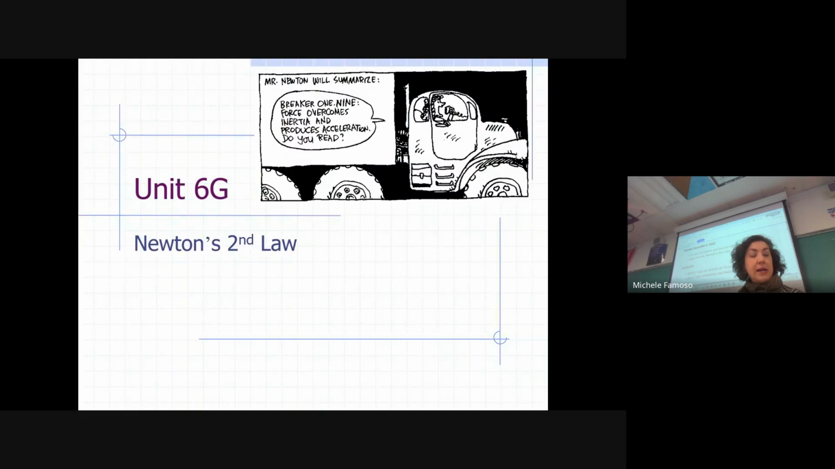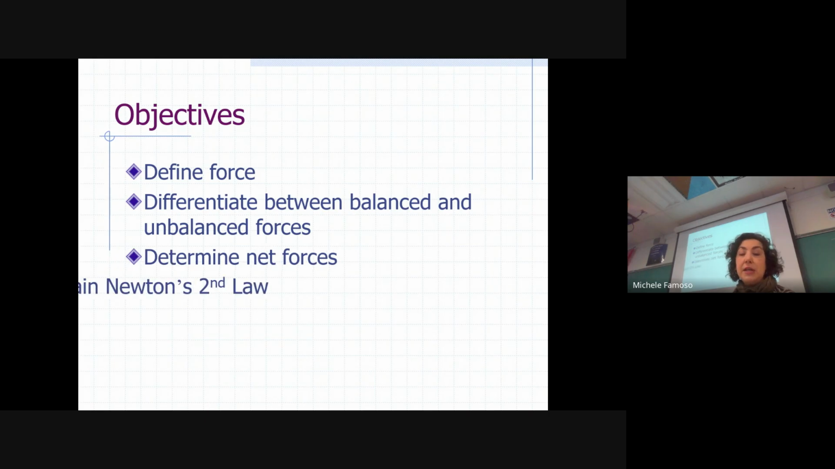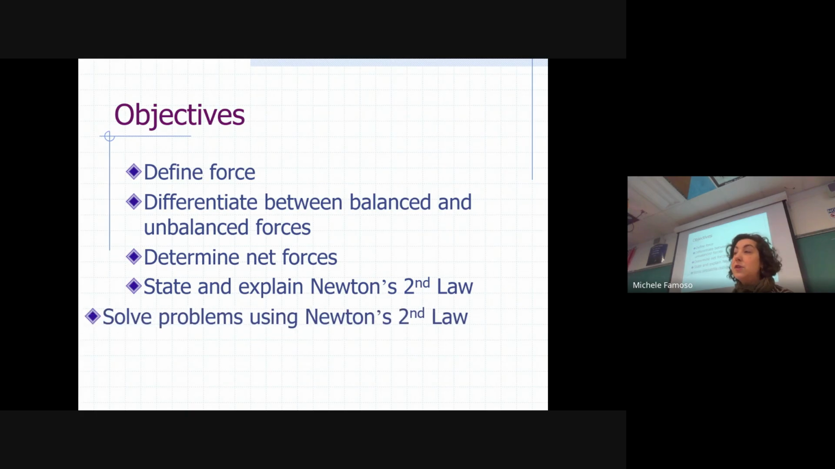All right, let's start section G, Newton's second law. Now, what are we going to ask you to do when you eventually take your quiz this Thursday this week? Obviously, you need to know what is meant by force. The entire course now is about forces. You have to be able to differentiate between situations where you have a balanced force versus where you have an unbalanced force. You'll need to determine what a net force is, which you should already be able to do. You should be able to state Newton's second law and then explain what it means and then solve problems with it. And we're going to spend 3 class periods on Newton's second law.